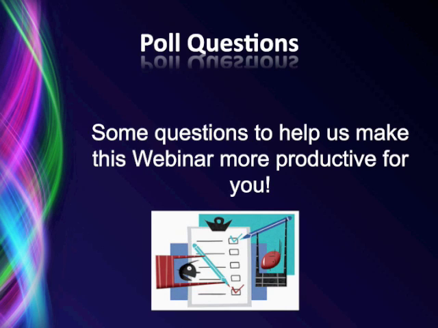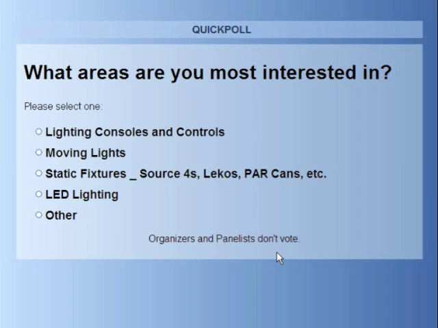Our first polling question is, what area are you most interested in? Are you looking at lighting consoles and controls, moving lights? Are you interested in information about static fixtures, source fours, LECOs, etc.? Are you interested in LED lighting? Are you interested in other?